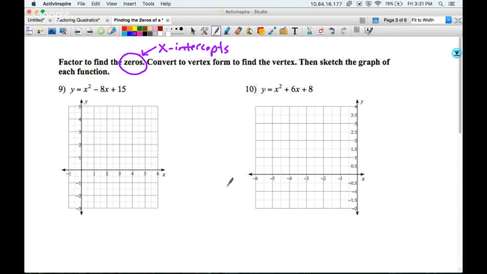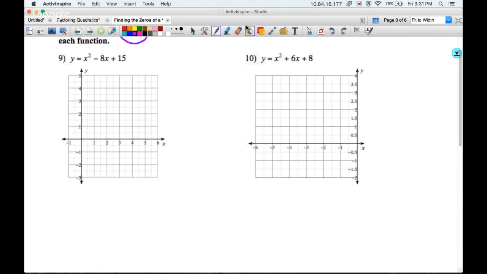Convert to vertex form to find the vertex, then sketch a graph of each function. So for number 10 here, I need to factor that. I've got y equals x squared plus 6x plus 8. This is simple factoring because my a value is 1, so I can just jump straight to this structure here.